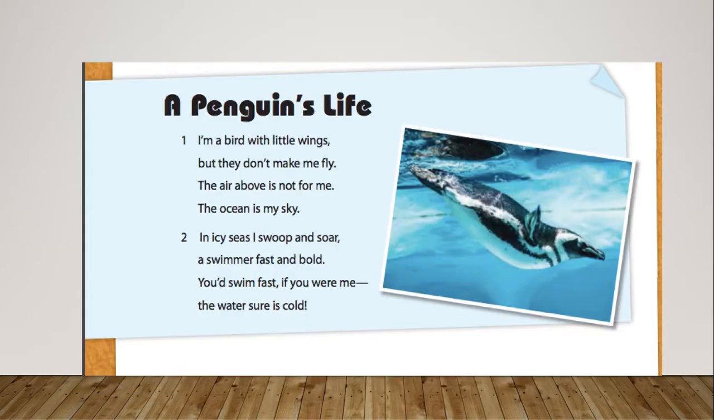So this poem is called A Penguin's Life. In this poem, there are two stanzas. There's stanza 1, because it's this group, and then there's stanza 2, which is this group of lines. One line, or one verse, is right here.